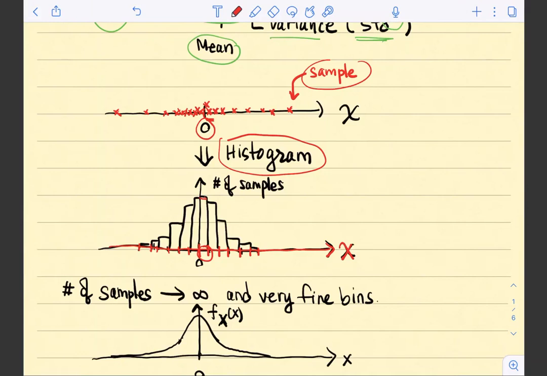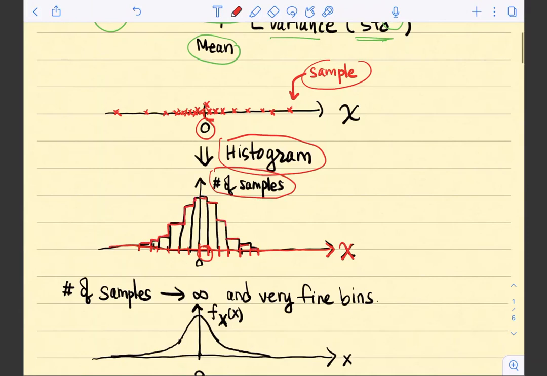So the y-axis is the number of samples. And as x gets away from the mean, or 0, you see that the graph is decreasing, or the number of samples will be smaller and smaller, especially when x is very large. And this happens on the left-hand side too. Okay.